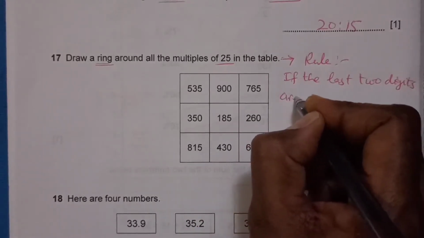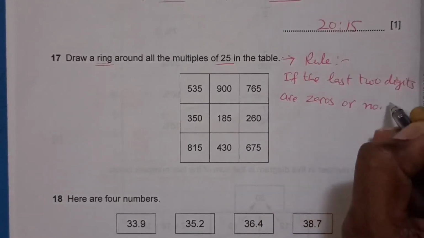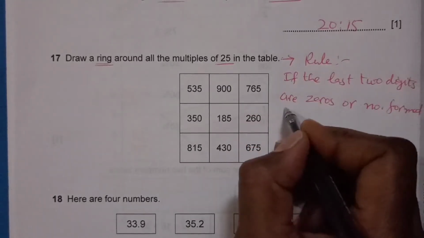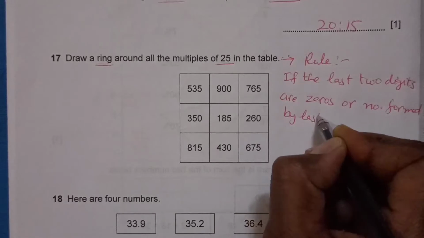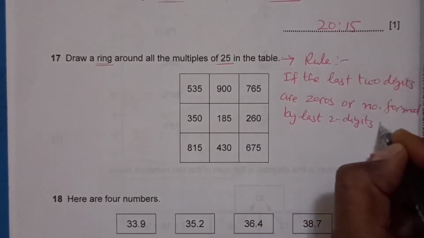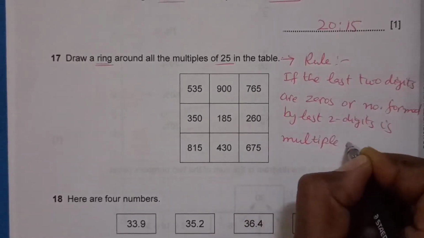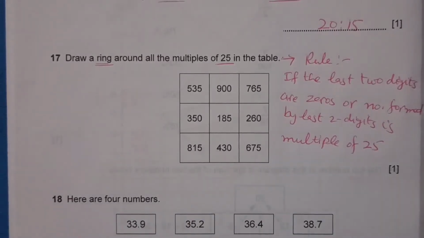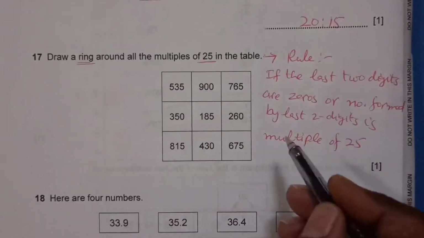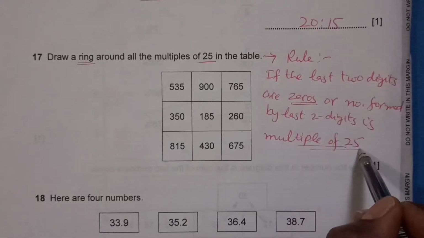are zeros or the number formed by the last two digits is a multiple of 25. So this is the rule to check the divisibility by 25. So for that we can check the last two digits should be 0 or they should be a multiple of 25.